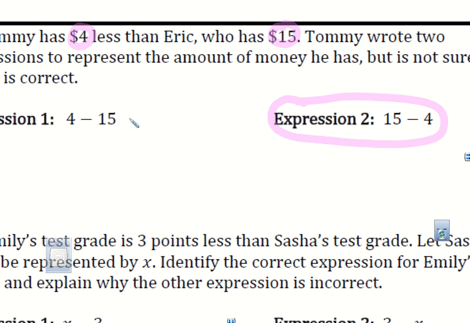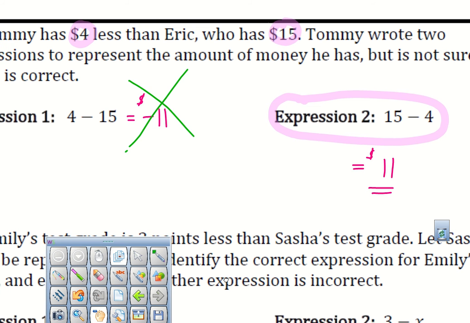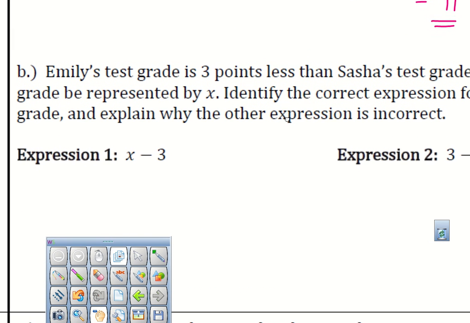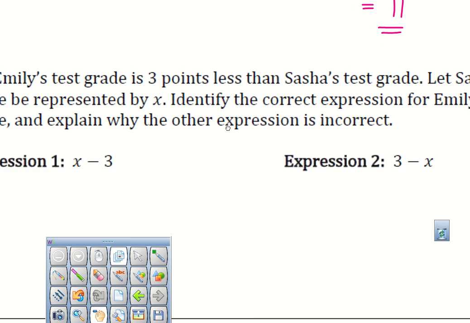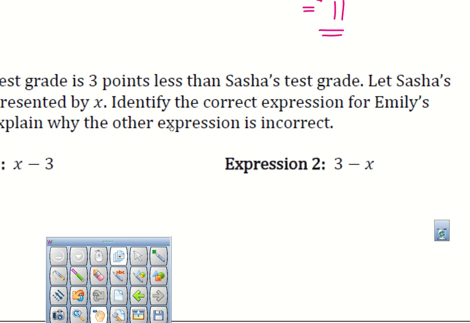If he had $4 less than Eric, who had 15, this equals negative 11. Here, this equals positive 11. So positive $11 makes more sense than negative $11 here. Okay. So $4 less than, that comes second, Eric, who had $15. Good. Letter B, Emily's test grade is 3 points less than Sasha's test grade.